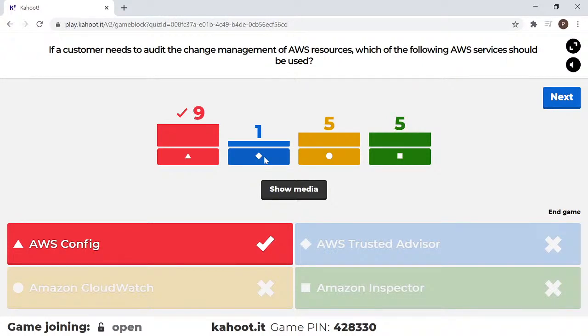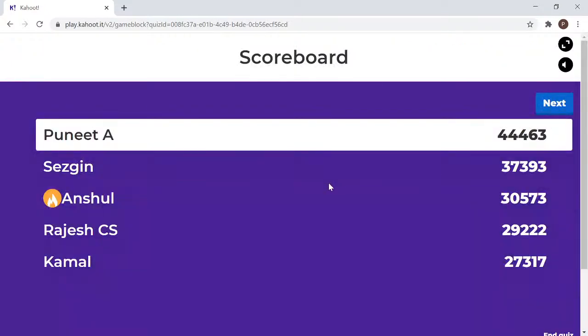Yeah, AWS Config is the right answer. AWS Trusted Advisor advises you on the five pillars. It does not help you in an audit. CloudWatch is mainly monitoring and observability, and Inspector helps you find vulnerabilities in your EC2. Next question.